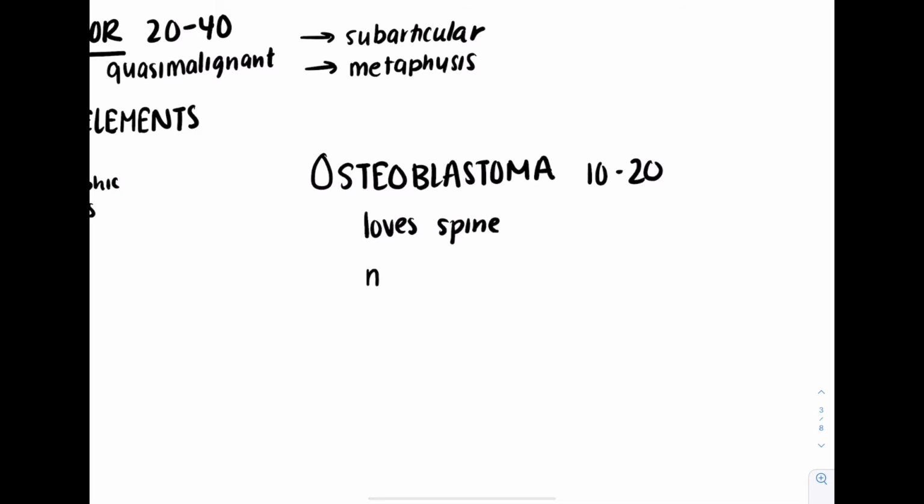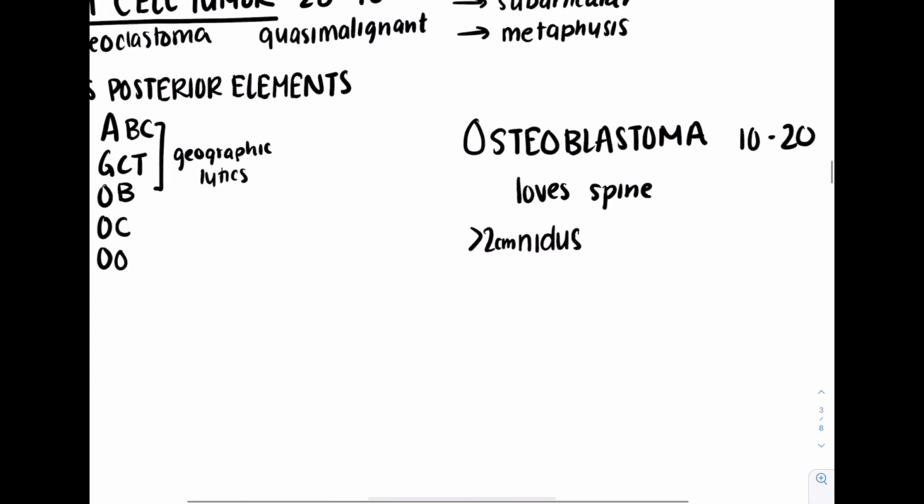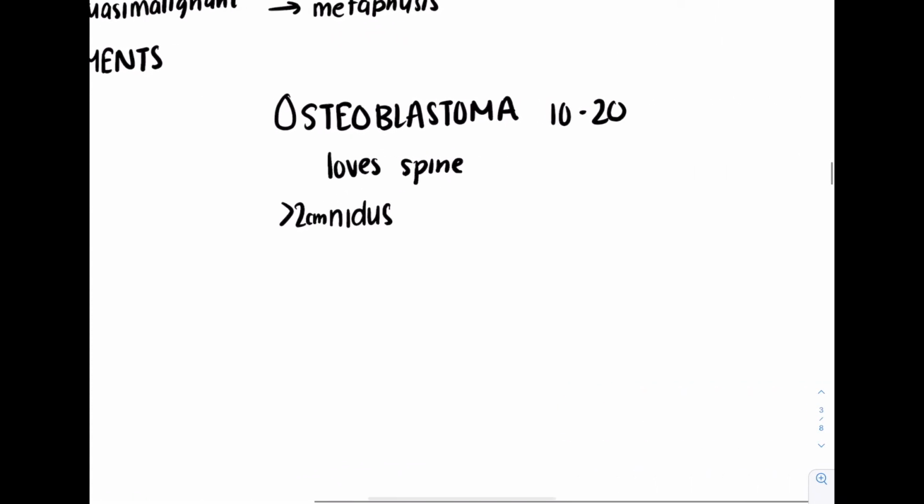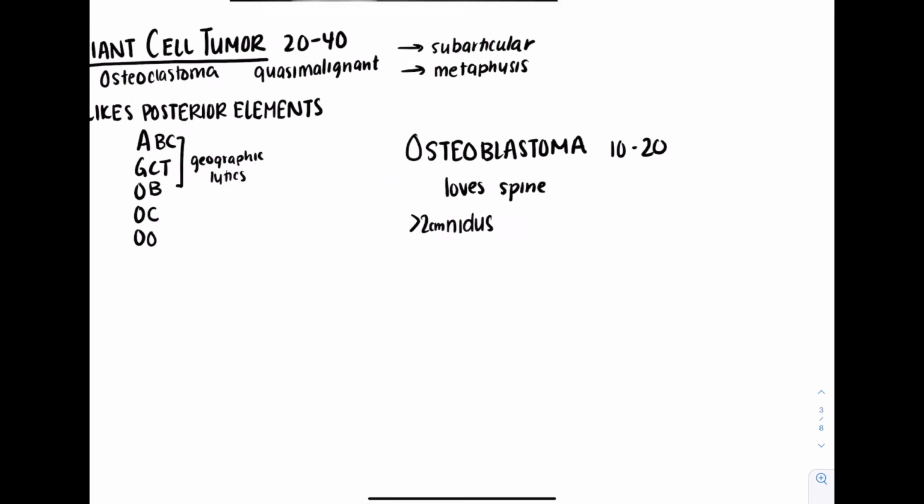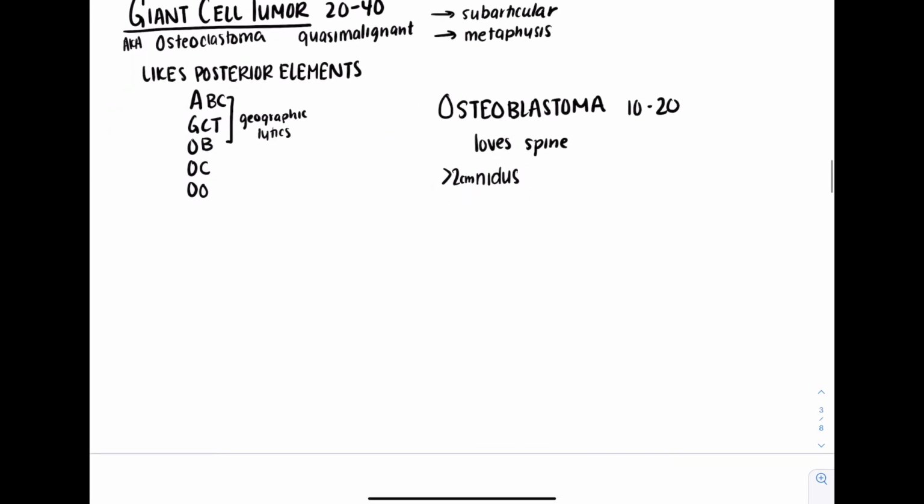We call the center of it a nidus, and the nidus is greater than 2 centimeters. If it's less than 1 centimeter, it is an osteoid osteoma. And it's a giant OO, so that's a big thing with it. We could see a painful scoliosis, but typically a painful scoliosis is associated with osteoid osteoma. So that's the big thing to take away with osteoblastoma. And it also loves posterior elements.